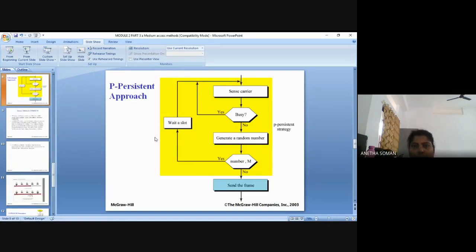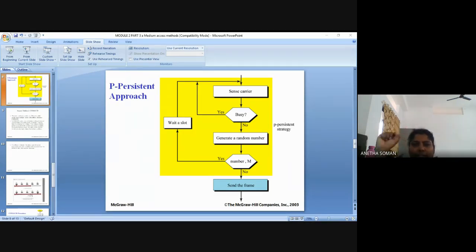Okay. Now the third category is the P-persistent approach. P-persistent means they may or may not send. If they are sending, they will send with a probability P and stop from sending with a probability 1 minus P. Okay, and this method reduces the chances of collision and improves the efficiency. So, understood what is CSMA and what are the different types of persistence methods.